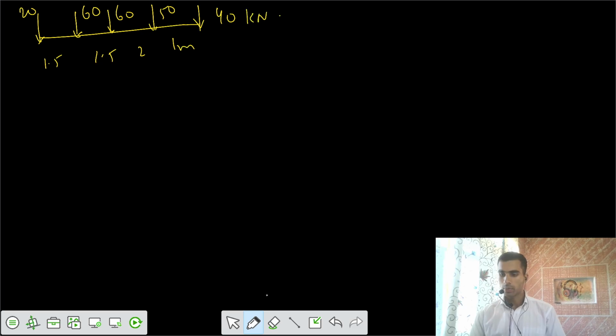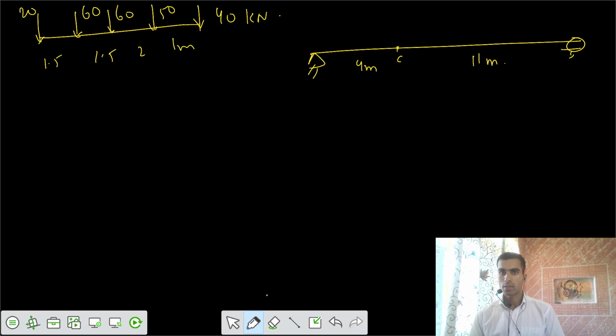Now we have a total length of 15, and section C is 4 meter from support A. So this is your section. That means this is 4 meter and this is 11 meter. And section C is here. We need to find the maximum shear force at C and the maximum bending moment at C.